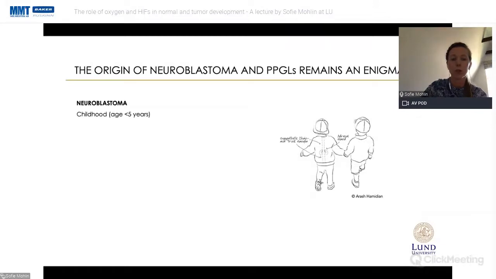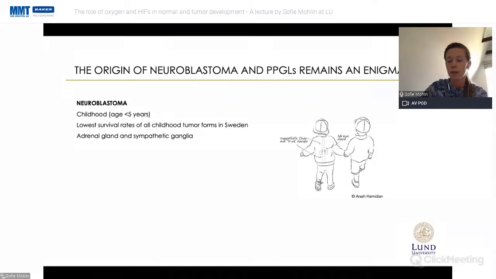Neuroblastoma is a tumor of infancy. Most patients are diagnosed before the age of 5, and in Sweden, it actually has the lowest survival rates of all childhood tumor forms. The tumors form along the sympathetic ganglia, most commonly in the abdomen, and in there, the adrenal gland.